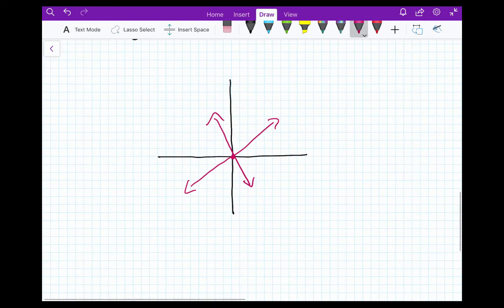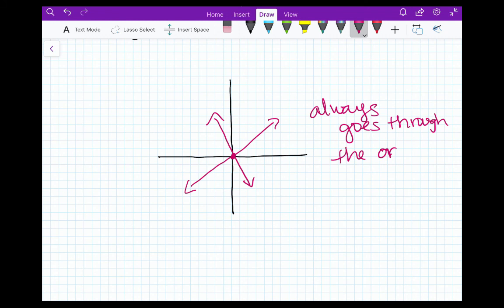Okay, so direct variation, again, the y-intercept is 0, so direct variation always goes through the origin. Remember that when you're looking at a graph, if it does not go through the origin, which is the point 0, 0, then it cannot be direct variation. It can be negative, but it has to go through the point 0, 0. That's how you determine from a graph if it is direct variation.